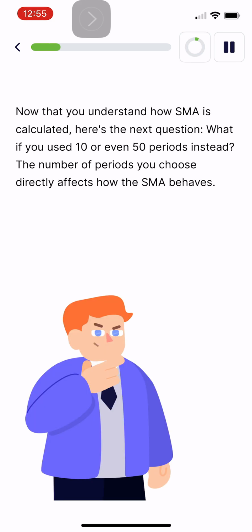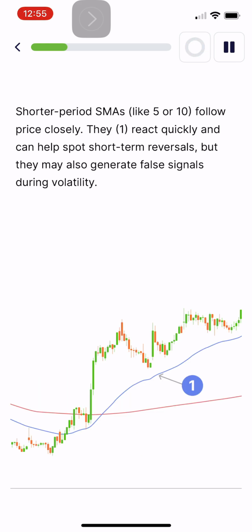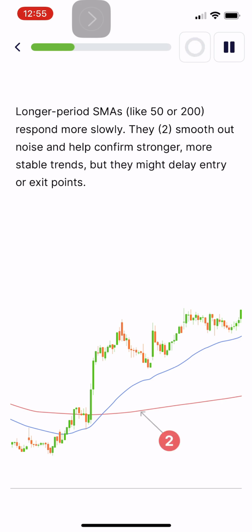Now that you understand how SMA is calculated, here's the next question. What if you used 10 or even 50 periods instead? The number of periods you choose directly affects how the SMA behaves. Shorter period SMAs, like 5 or 10, follow price closely. They react quickly and can help spot short-term reversals, but they may also generate false signals during volatility. Longer period SMAs, like 50 or 200, respond more slowly. They, too, smooth out noise and help confirm stronger, more stable trends, but they might delay entry or exit points.